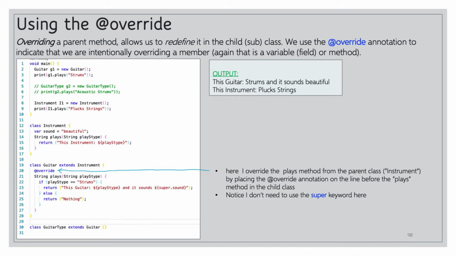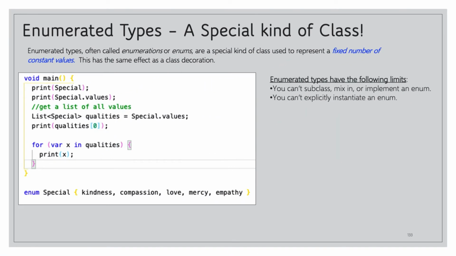Do you see how I use members from various different classes here? And it's all perfectly permissible. Let's take a look at the enumerated type. So enumerated types, often called enumerations or enums, are a special kind of class used to represent a fixed number of constant values. This has the same effect as a class declaration.